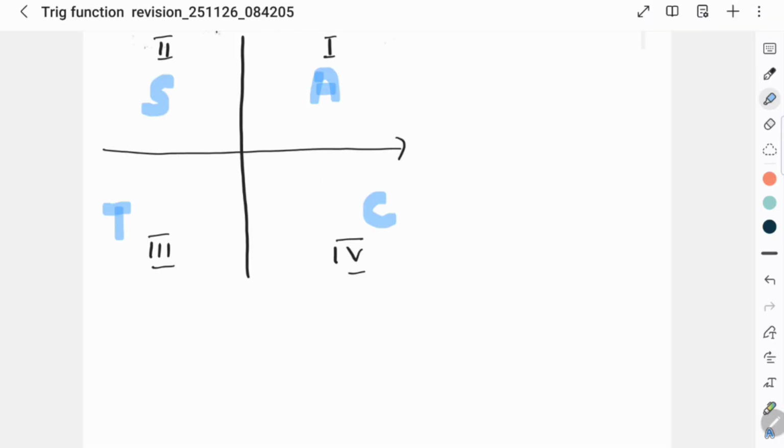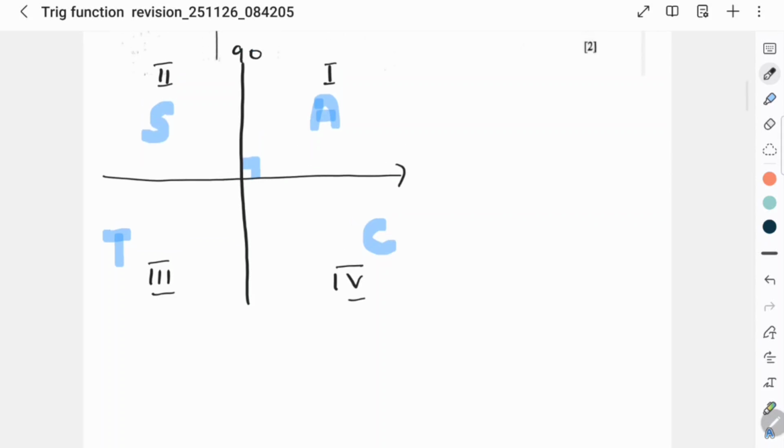Just understand the basics first. The first quadrant is 0 to 90 degrees, so here all are positive: sine, cos, tan. In the second quadrant, between 90 and 180 degrees, sine is positive. In the third quadrant, between 180 and 270 degrees, tan is positive, and between 270 and 360 degrees, cos is positive. So here it is 90, 180, 270 and 360 degrees.